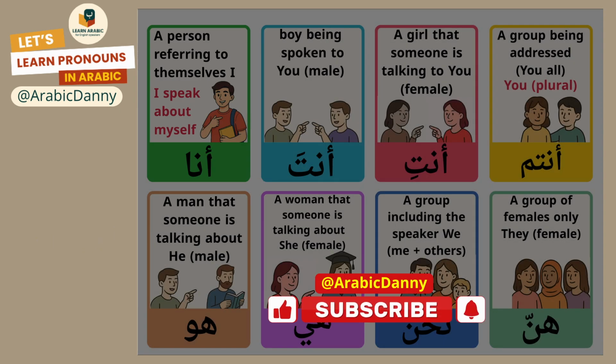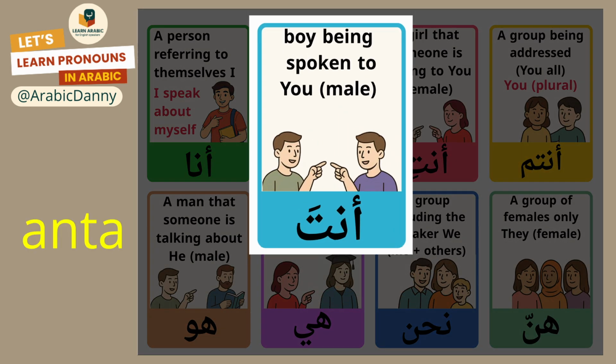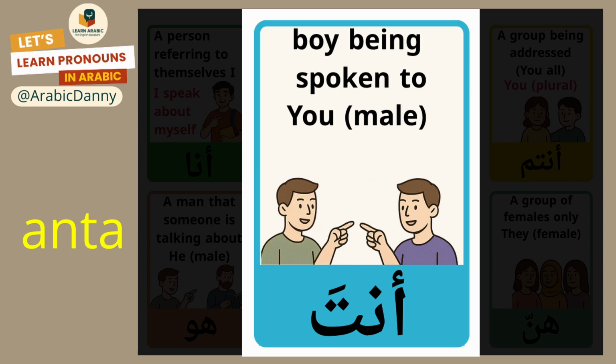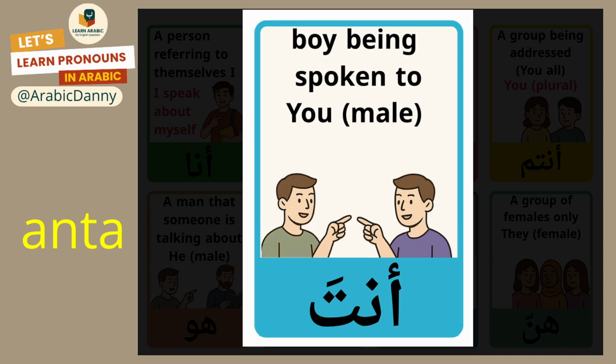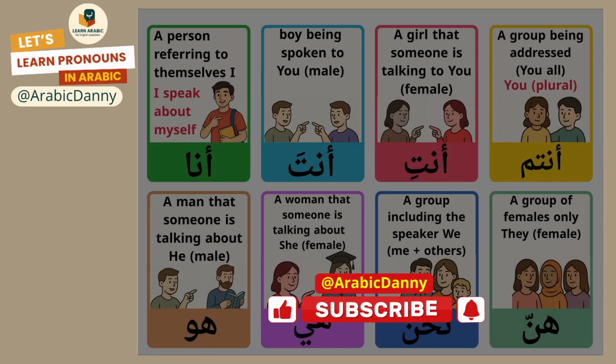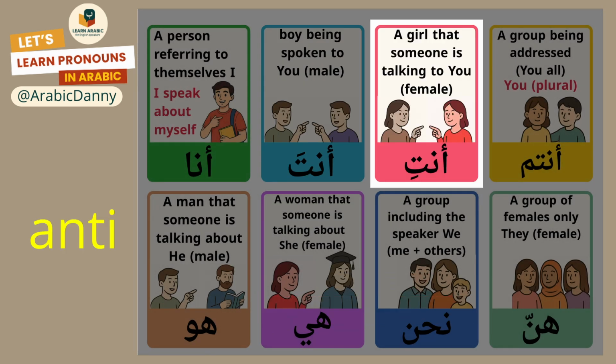The next Arabic pronoun is أنت, which means you when speaking to a man or a boy. We use أنت to talk directly to someone. For example, أنت طالب means you are a student. أنت ذكي means you are smart.